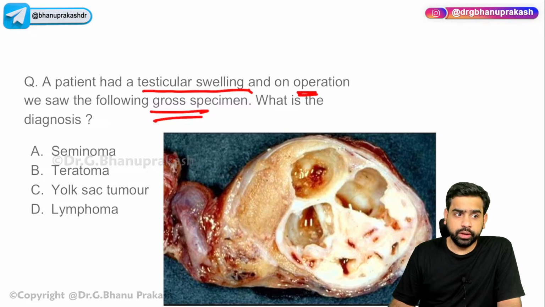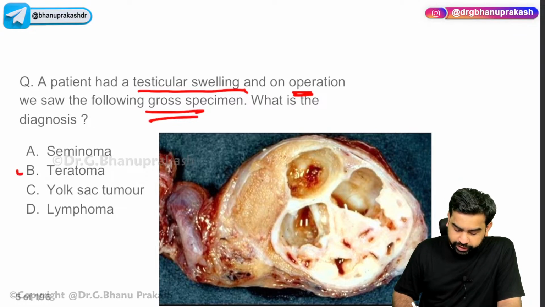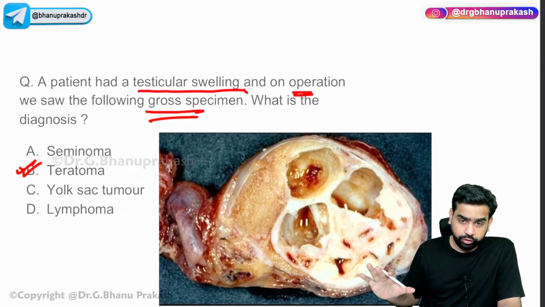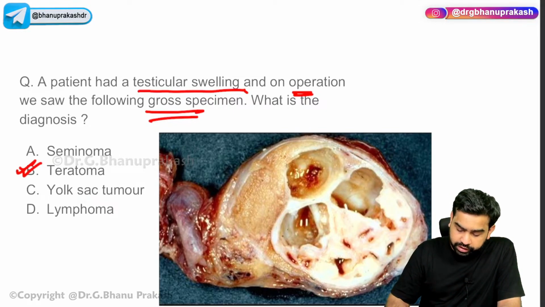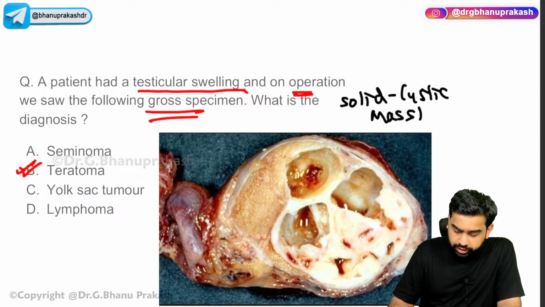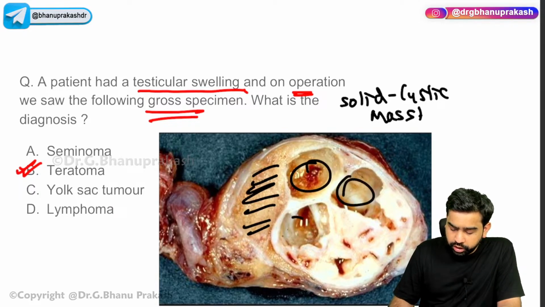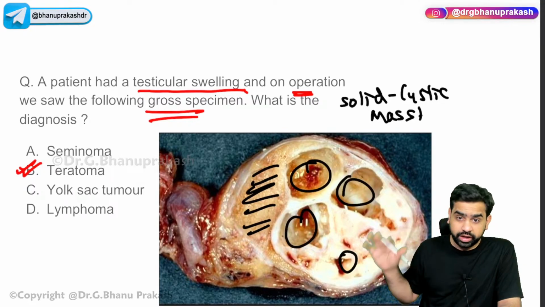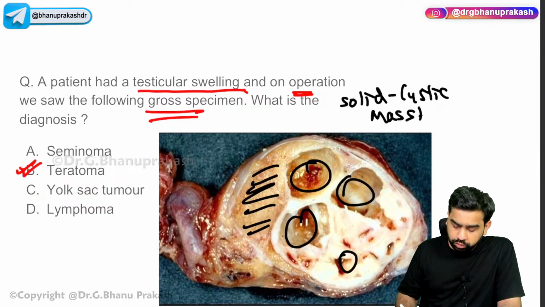No, it is not seminoma. It is a teratoma, guys. Please try to understand what kind of pictures you are going to see. First focus over here: what are you finding? You are finding a solid cystic mass. This is the solid component, and this is the cystic component. This solid cystic, heterogeneous kind of mass is what you find in patients with teratoma.